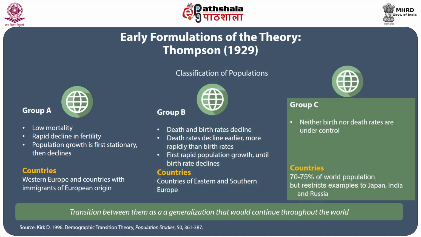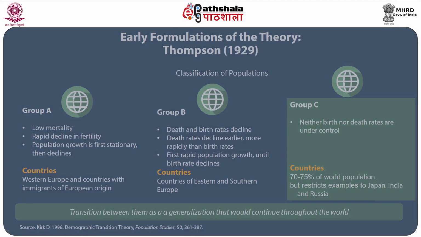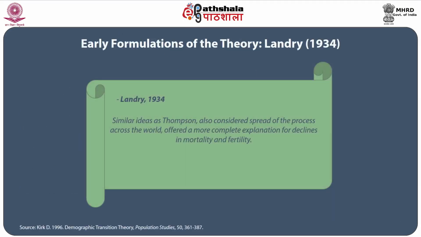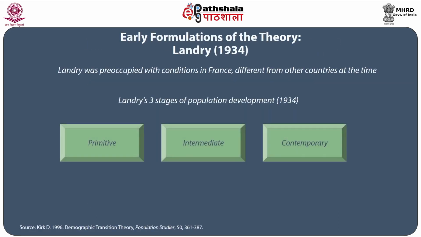The other form, Group C, are those countries where neither birth nor death rates are under control, for instance, 70 to 75% of the world population, but the best examples are Japan, India and Russia in these categories. Landry has brought out similar ideas to Thompson. The process would spread throughout the world and offered a more complete explanation for declines in mortality and fertility. According to Landry, there are three stages of population and development linkages, which he postulated in 1934.